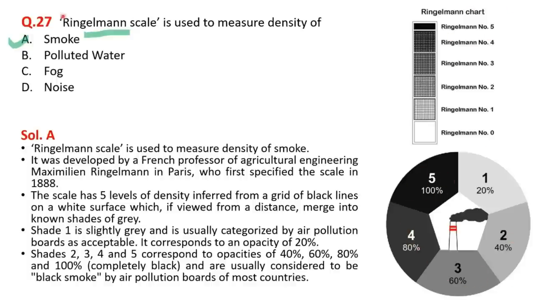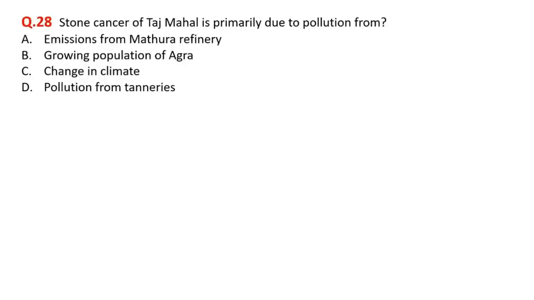So this concept was given by Ringelmann, and mainly it is used to measure the density of the smoke, that is the nearness of the smoke particles in a particular area. This is called density. Next, stone cancer of Taj Mahal is primarily due to the pollution from what? So we had studied in air pollution, as well as we had studied what we call a case study of Taj Mahal pollution. So what was the main reason for that?